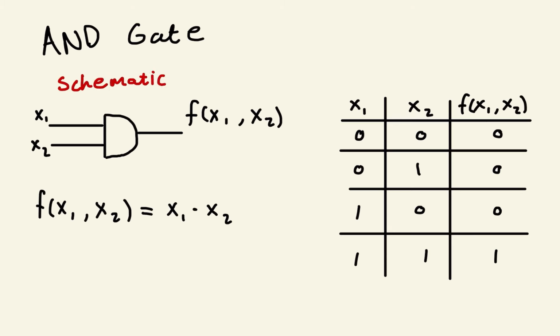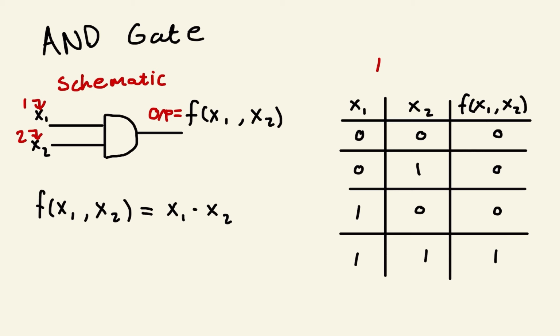Let's start with the schematic. The schematic has two inputs, x1 and x2, which result in an output, f of x1 and x2, which just refers to it as a function. It doesn't really matter what you call the output. You can call it y, z, or any real variable.